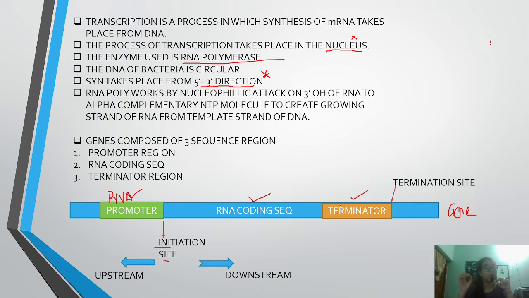Two more important things to note for the process of transcription are what is downstream and what is upstream. From the initiation site, if we move in the right-hand direction, the site is known as the downstream. The initiation site in the opposite direction is known as the upstream. These two need to be very clear because this is important in the next part. Okay. So this is the overview of transcription and the sequences present.